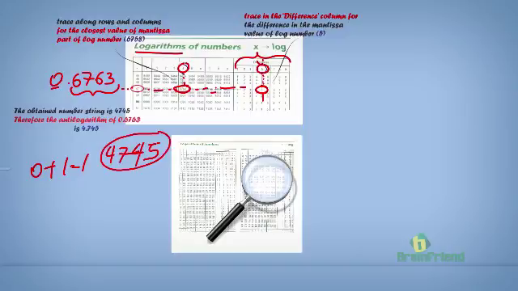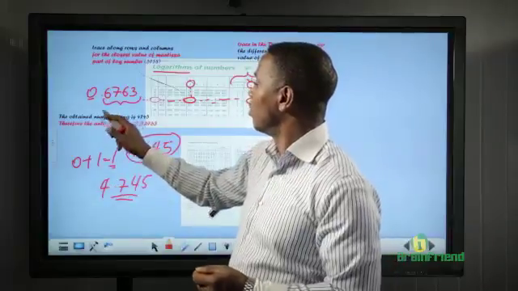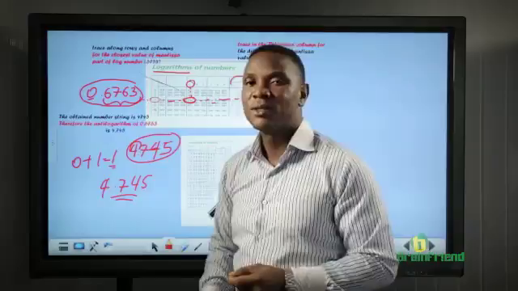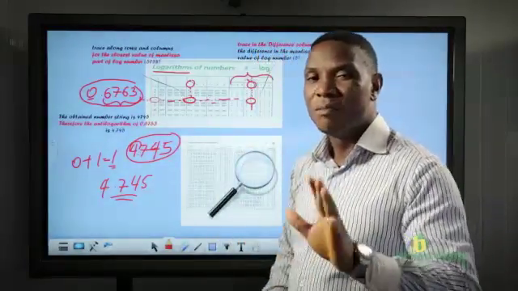But once again, remember we calculated the integer part to be 1, which again we said is an indication of the number of digits before our decimal point. So our decimal point will move once, and this would give us 4.745. This is the anti-logarithm of 0.6763. Very simple.